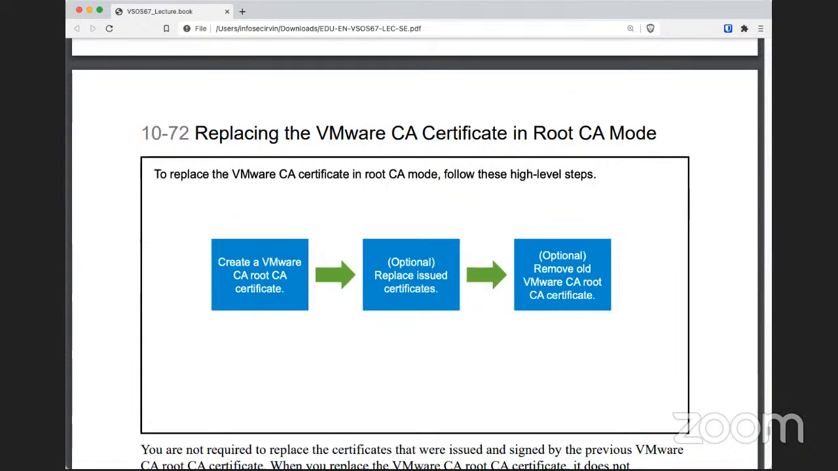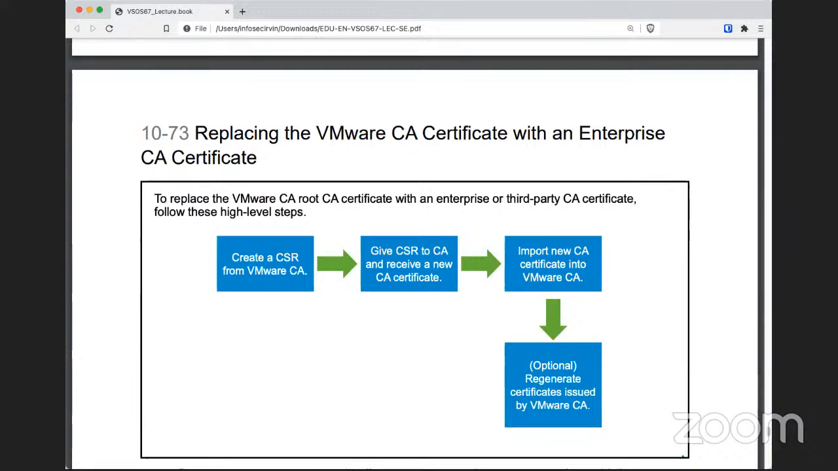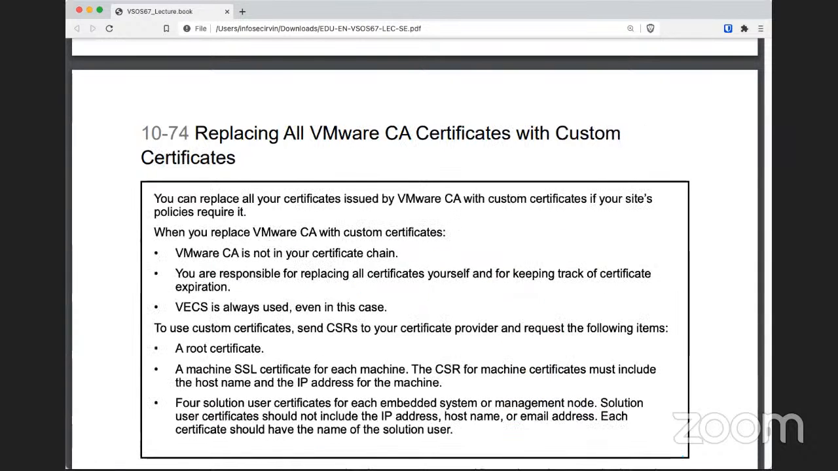If you're replacing certs in root mode, these will be the steps that you'll need to take. You'll create the new root certificate. You'll replace it and remove any old ones. If you're replacing with an enterprise cert, you'll have a CSR to connect with, and then import the new cert and regenerate as needed. You can also do custom certs as well.